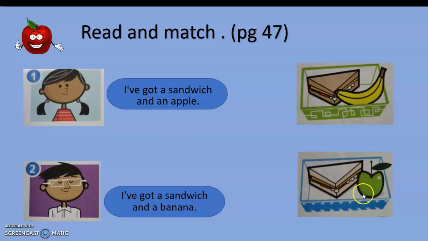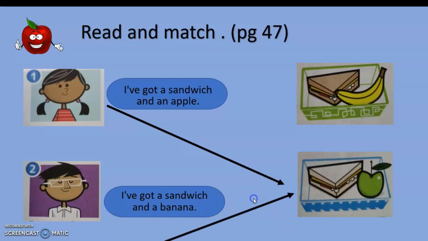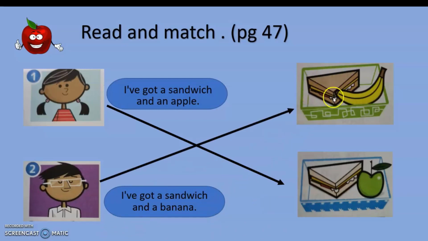Okay, there are two pictures here. Choose which picture has a sandwich and an apple. Can you find picture 1 or picture 2? Yes, picture 2. There is a sandwich and an apple. Which picture shows you a sandwich and a banana? Yes, picture 1. In this picture, there is a sandwich and a banana.